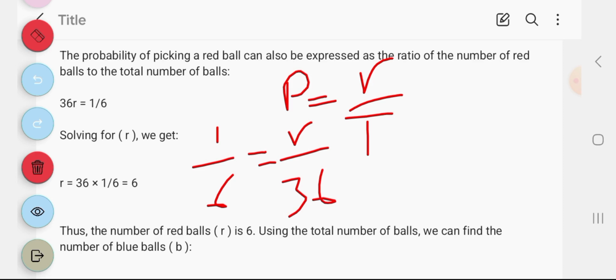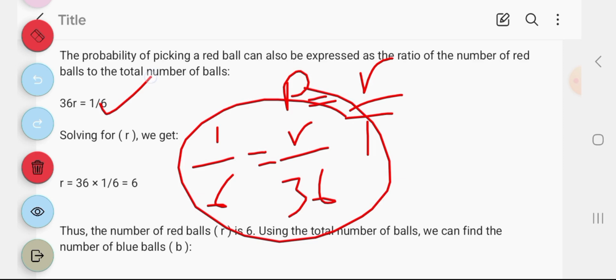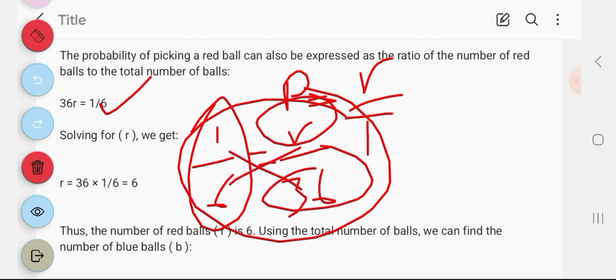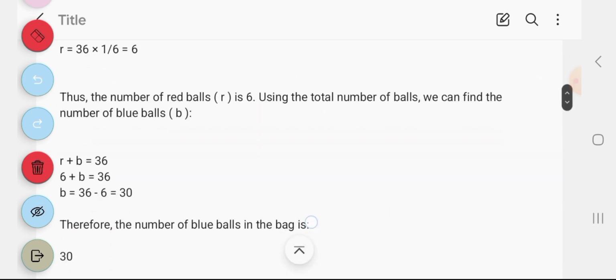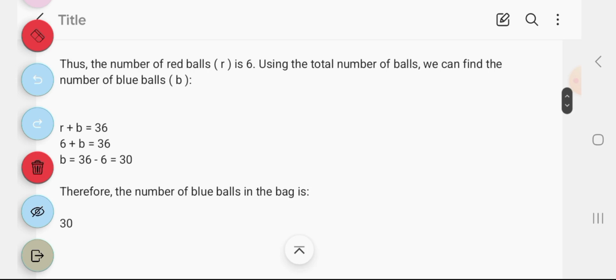Now, once you grab this, you know what is happening over here. The probability of getting a red ball is 1 over 6 equals number of red balls over total number of balls. So when you do your cross multiplication, you're going to have 6R equals 36. So that's where the 6 is coming from. So number of red balls are 6. We know number of red balls. We know now the total number of balls. We just have to find the difference. So number of blue balls is 30.